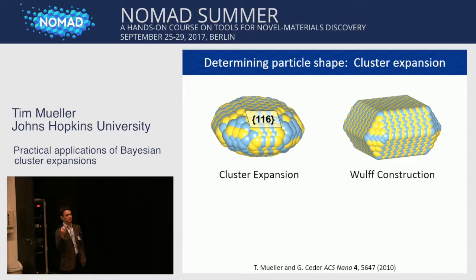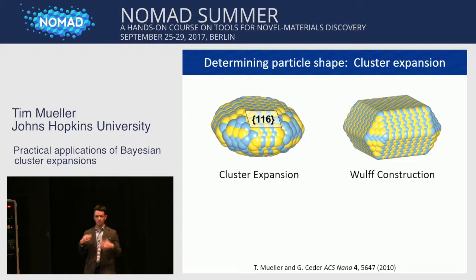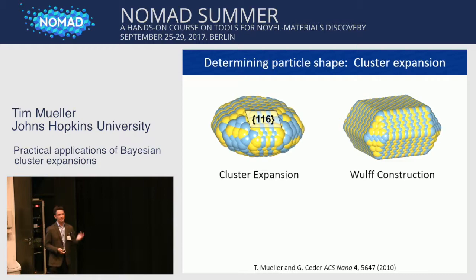So it's some prediction that came out of the cluster expansion. The cluster expansion reveals to us what the low energy surfaces are. We can then plug it back into DFT and verify those predictions. So we do this for a bunch of different materials, sodium alanate and all of its decomposition products.